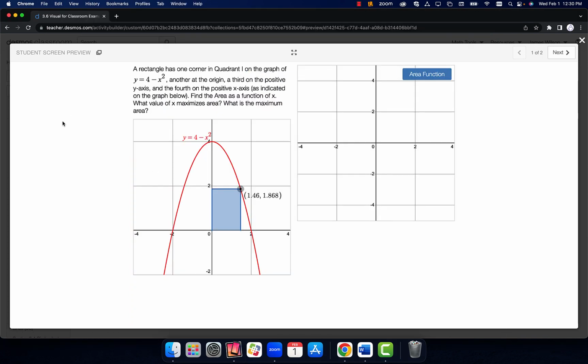For a better visual, let's look at Desmos. Notice that this point is glued to the quadratic so it can move and it has to stay within quadrant 1. And as it moves, the rectangle is changing its shape and its area.